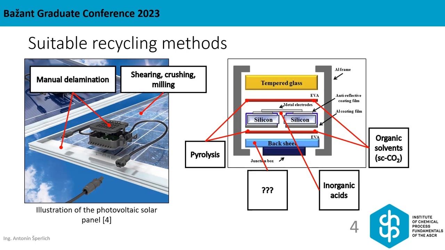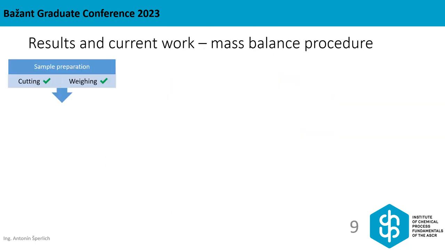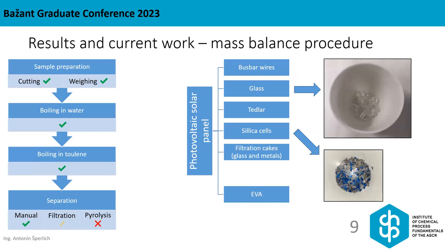But you are anyway intending to use the toluene? Toluene was used only for the analysis in a lab, when we want to know the mass balance of the panel and use these numbers for calculations, but yeah, in the real scale, no.